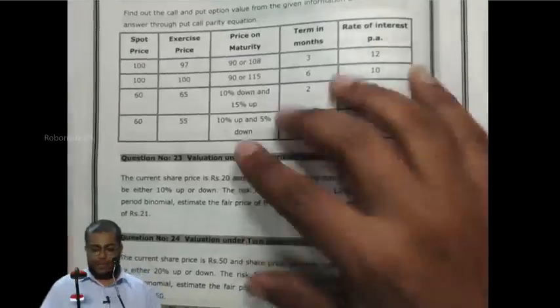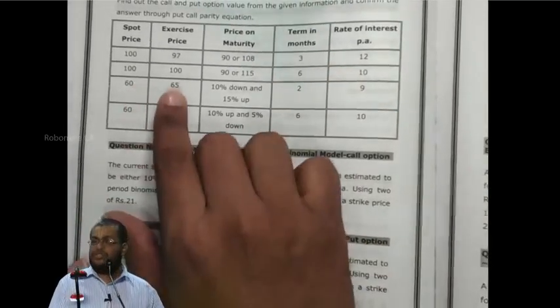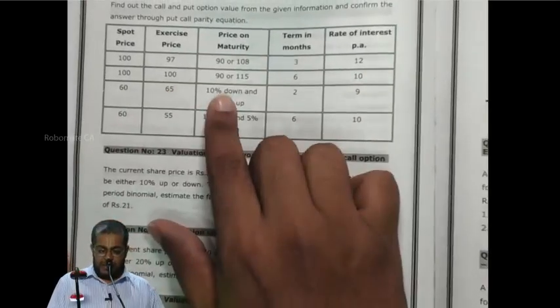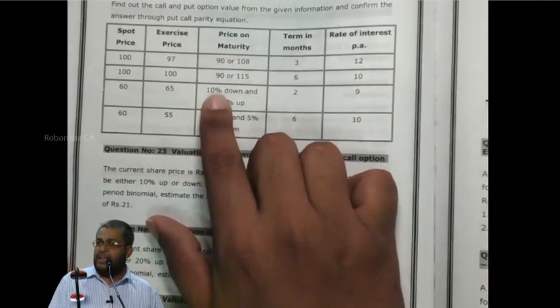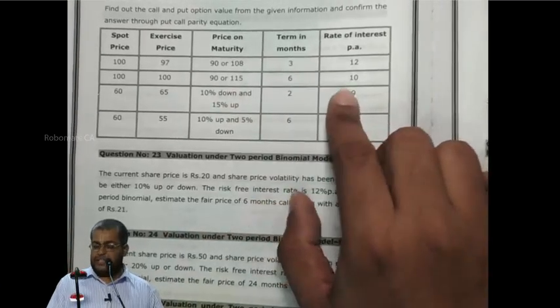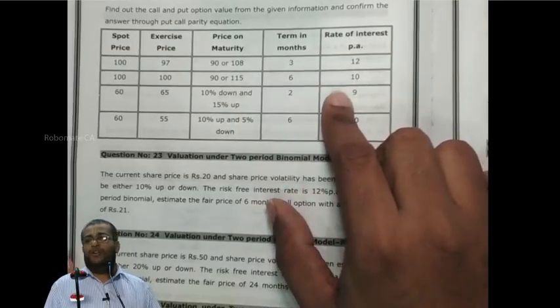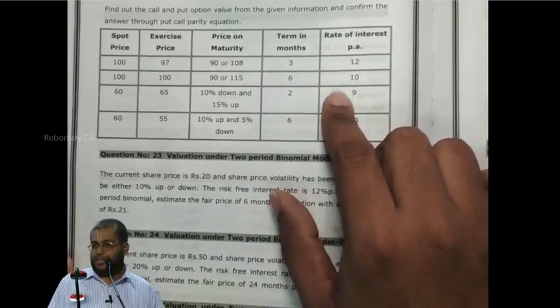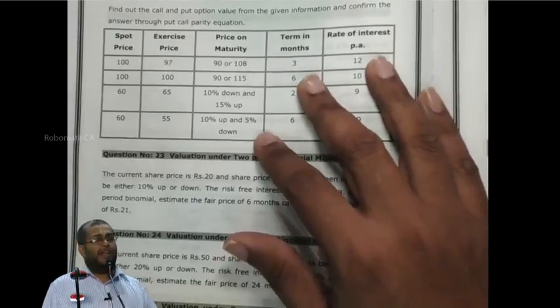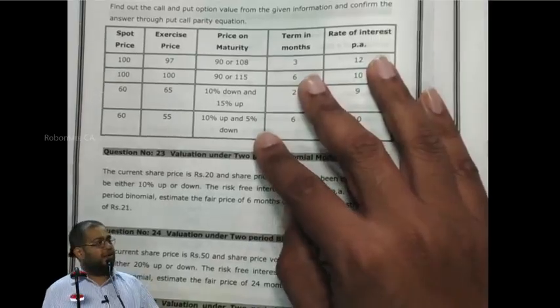Now, all of you participate. Spot price, how much? 100. Strike price, 100. The maturity price can be 90 or 115. Term is 6 months. Interest rate is 10%. This is all the details given. Now we have to find out the value of the call option, and then we can find the put value using what equation? Put call parity equation, balancing figure. Can we start doing it or not?